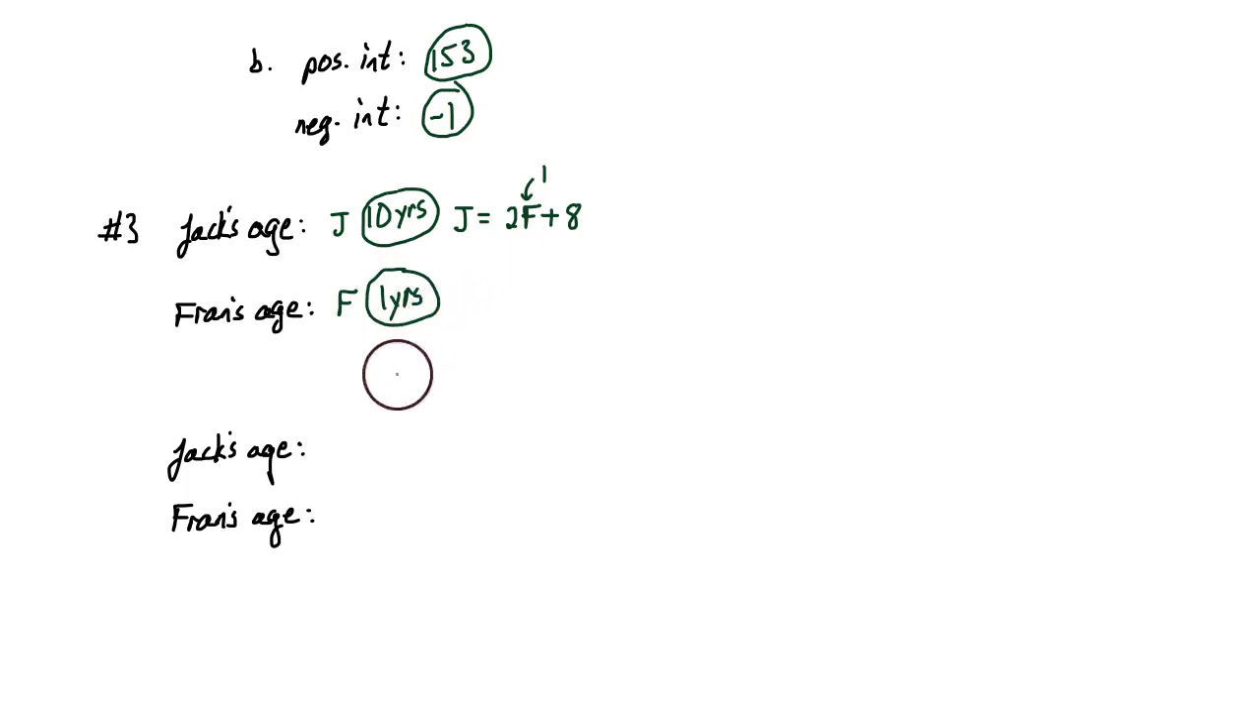We're asked to give another possibility. Well, let's try a different number for Fran. What if Fran is 2 years old? Then how old's Jack? 2 times 2 plus 8. That's 12. So Jack could be 12 years old if Fran was 2 years old. There are lots more possibilities that you could come up with.